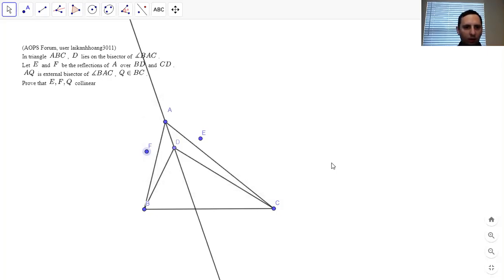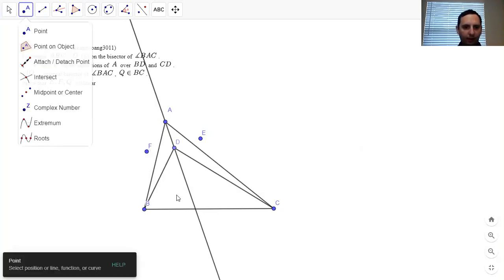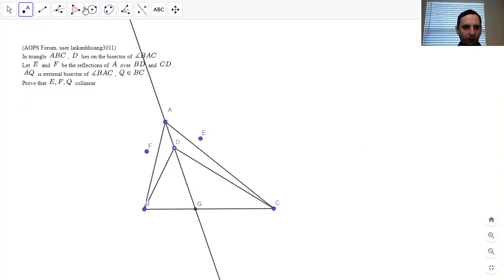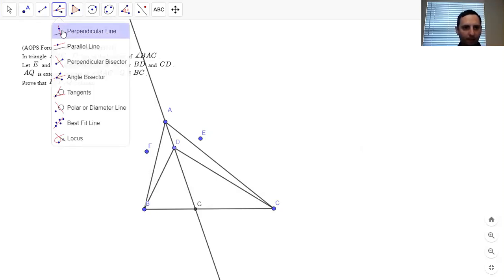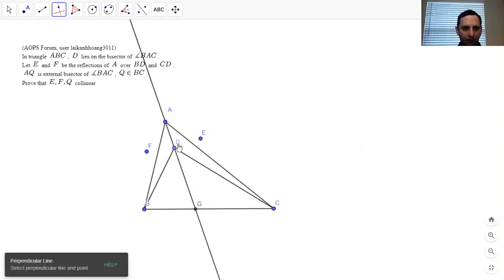And AQ is the external bisector of BAC. So basically AQ is perpendicular to AG. All right.